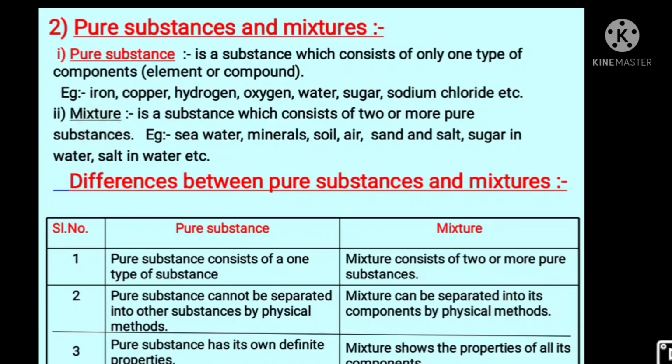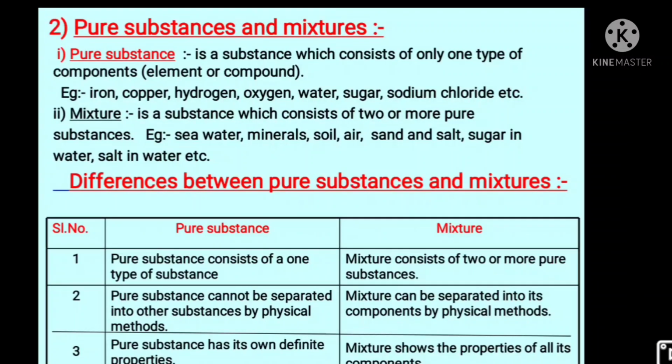And what is called mixture? Mixture is a substance which consists of two or more pure substances. Can you say an example for mixture? Air. Air is a mixture of gases like oxygen, nitrogen, argon, carbon dioxide and water vapor, etc. The various gases of the air are not chemically combined with one another. Similarly, gunpowder is a mixture of potassium nitrate, sulfur and charcoal, whereas brass is a mixture of copper and zinc.